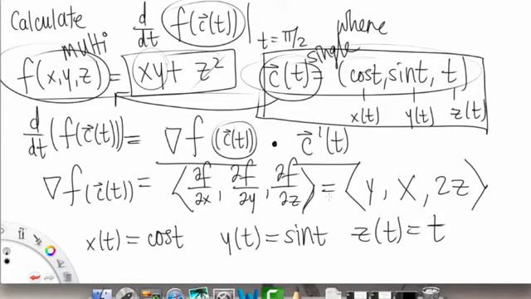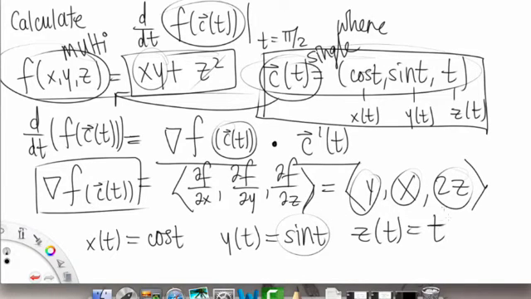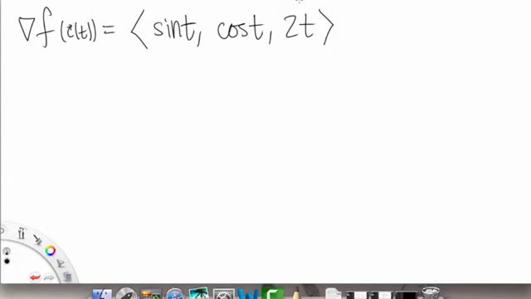Now that I computed the gradient of our outer function with respect to its normal variables, x, y, and z, I'm just going to replace each one of these with what it means in terms of our parameter t. So I'm going to plug in a sine t for the y, a cosine t for the x, and a t for the z spot. And I'll do so on the next slide. So we have the gradient of f of c of t is equal to, for the first one we had y, so that would be sine t, and x for the second one, so that's cosine t, and a 2z, so that will now be 2t. Okay? So now we have that.